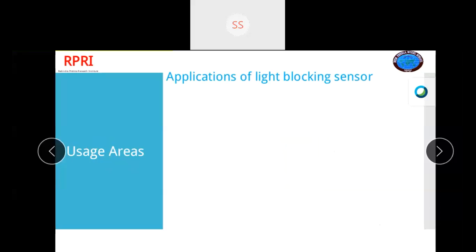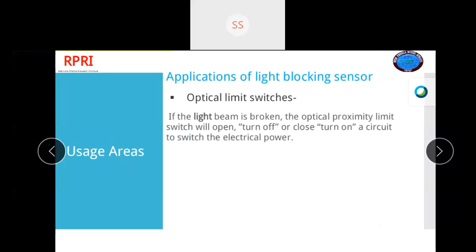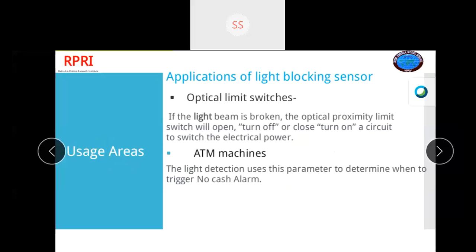Now, applications of light blocking sensor, or usage areas of light blocking sensor. First, it is used in optical limit switches. In optical limit switches, if the light beam is broken, the optical proximity limit switch will open, turn off, or close, turn on a circuit to switch the electrical power. Now, in ATM machines, the light detection uses this parameter to determine when to trigger the no crash alarm. You have seen that in an ATM machine there is a black holder in which we insert our ATM card. That is an application of light blocking sensor.